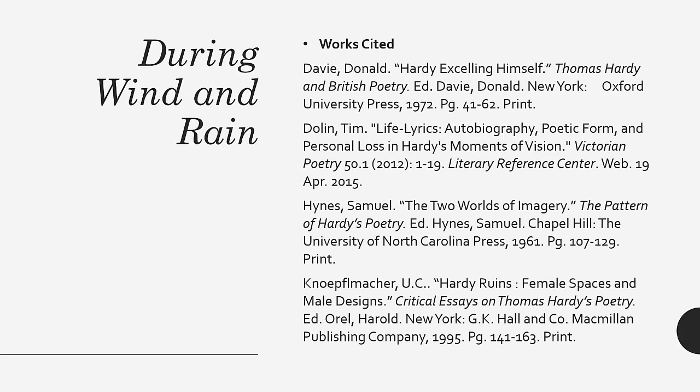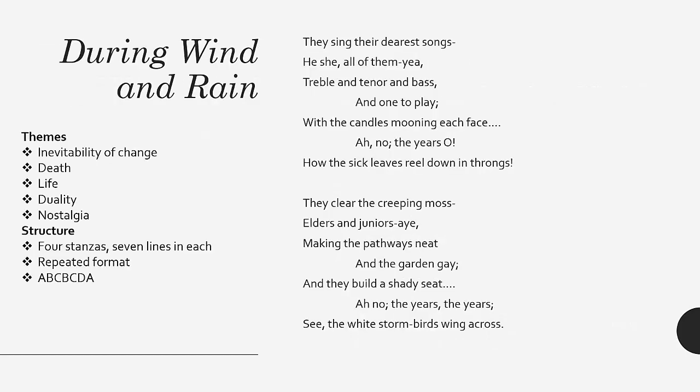The next poem that I'm going to talk about is called During Wind and Rain. This poem gives you just a brief impression of the family life of Hardy's late wife, Emma. These images were pulled by Hardy from writings that she left behind after her death. Some critics place more importance on this fact and the circumstances surrounding the relationship than others.